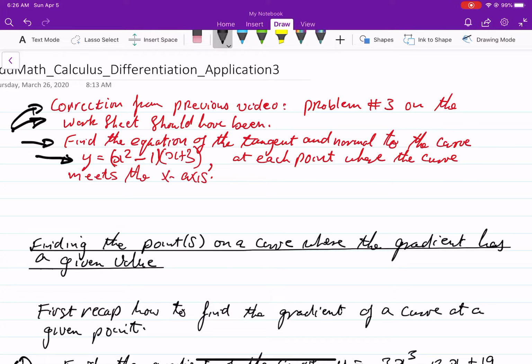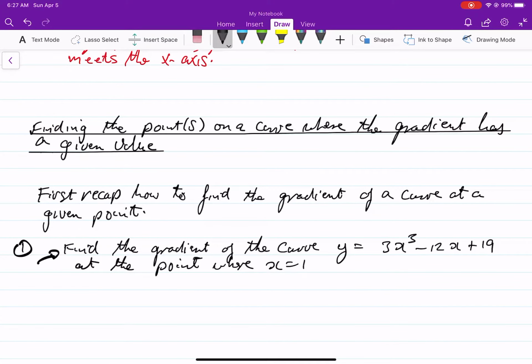This one has 3 points where the curve meets the x-axis. So effectively, this is the one in which you would have had 3 tangents and 3 normals. All right, so please redo that problem. That's my mistake. Let's continue.